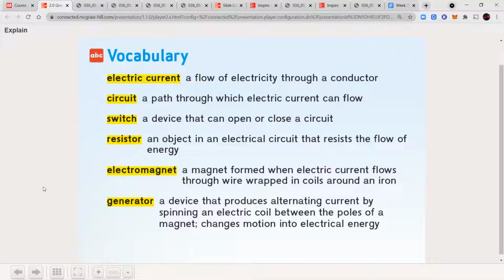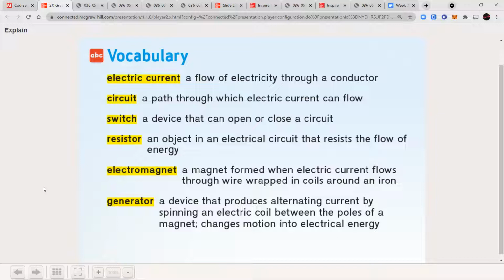Next, we have the word resistor. A resistor is an object in an electrical circuit that resists the flow of energy. So it's something that does exactly what it sounds like. It resists or tries to stop the flow of energy or limit the flow of energy.